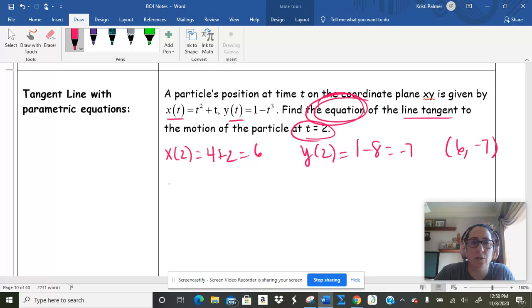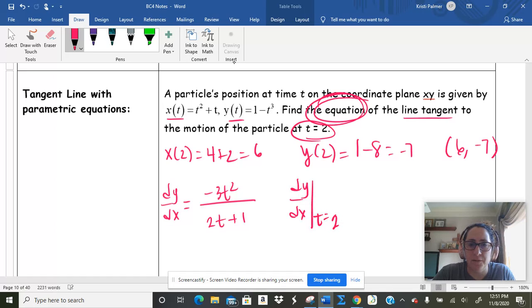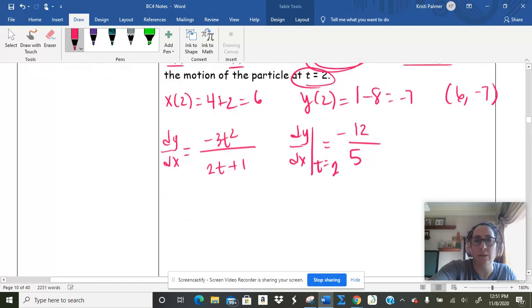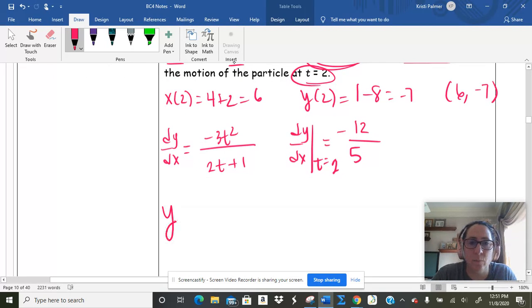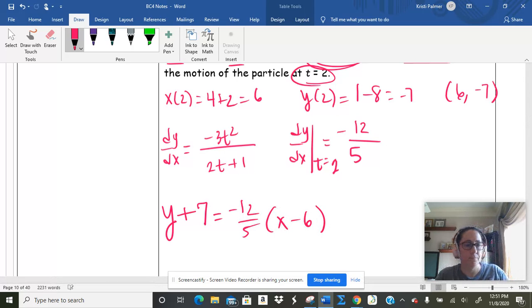Now we need to find our slope. So let's just find the derivative first. And then we can go plug in when t is 2. See, I remembered this time. Thank you. 412, 5. And then I can write the equation of my tangent line. y minus y1 equals m times x minus x1. Not too bad.